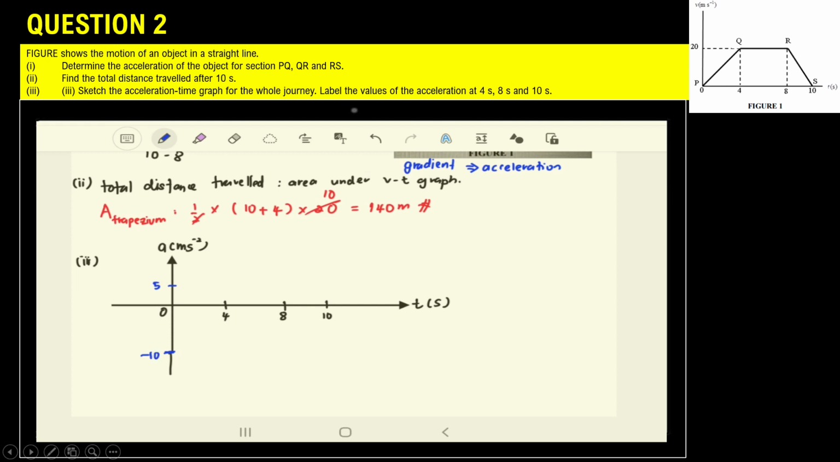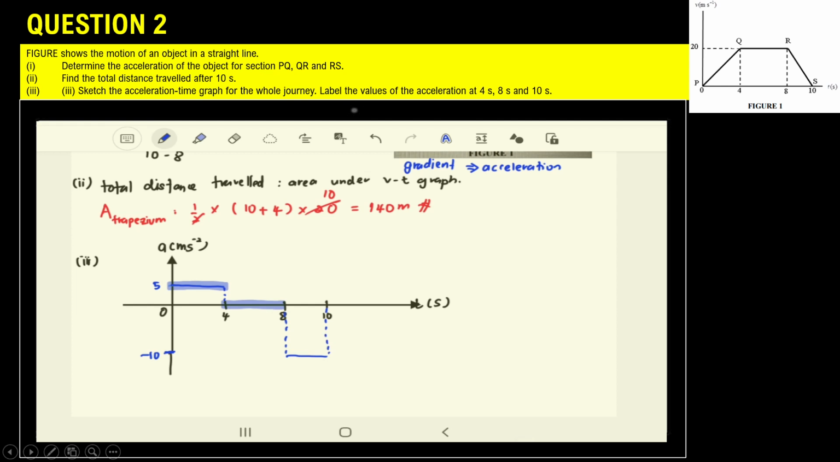Okay. So now for PQ, we have 5 meter per second squared. So in 4 seconds, the acceleration from P to Q is 5 meter per second squared. So I'm going to draw a straight line. And from 4 to 8 seconds, Q to R, it's 0. And the last one is 10. From 8 to 10 seconds, it's negative 10.